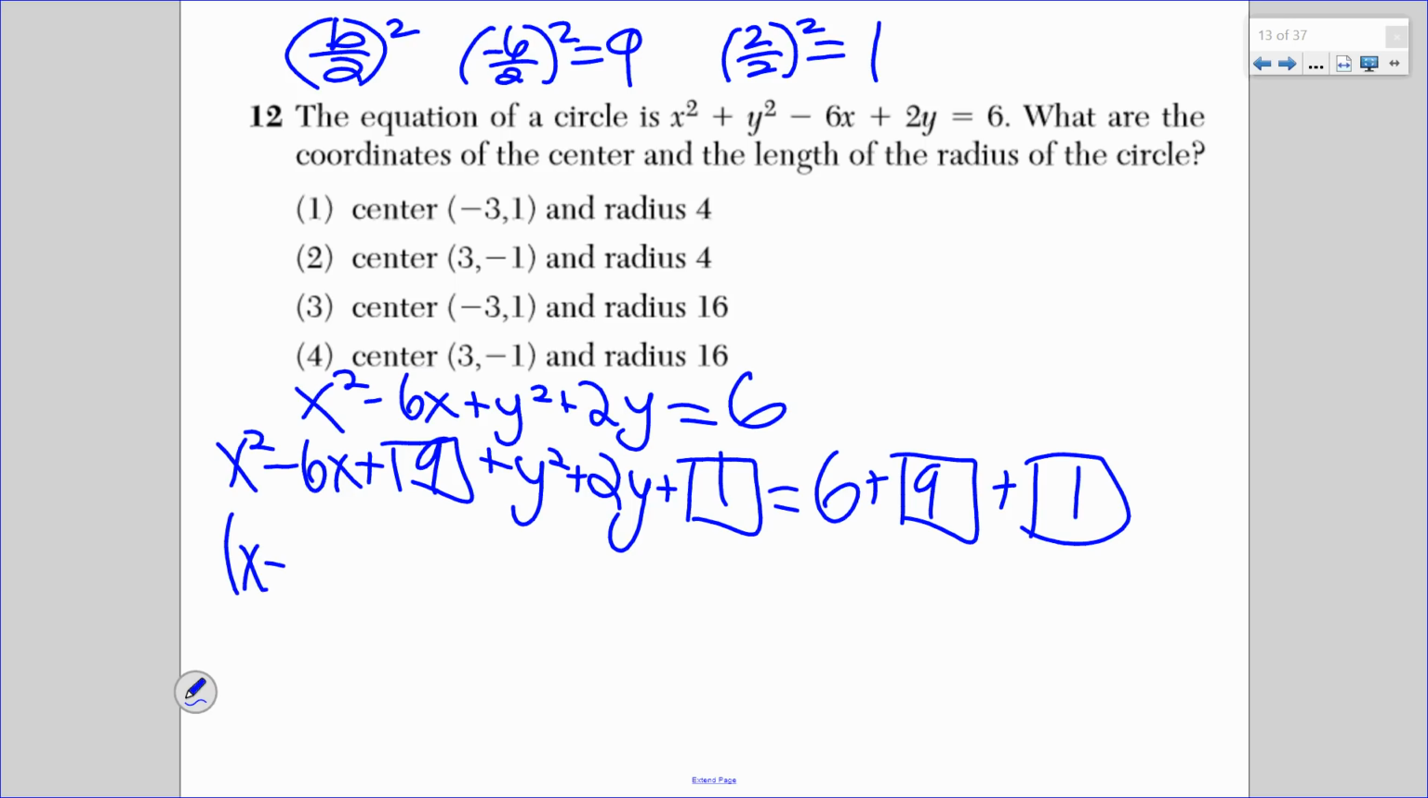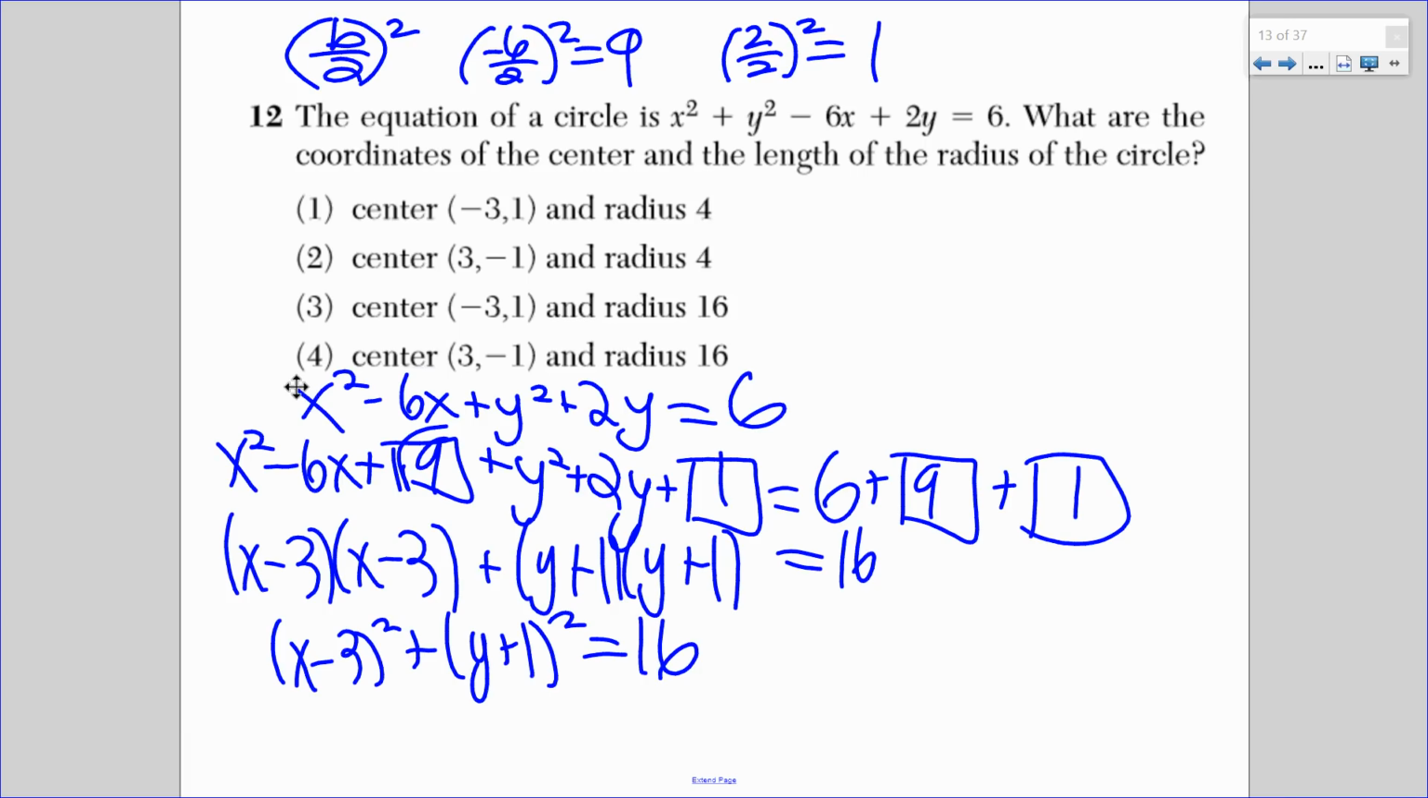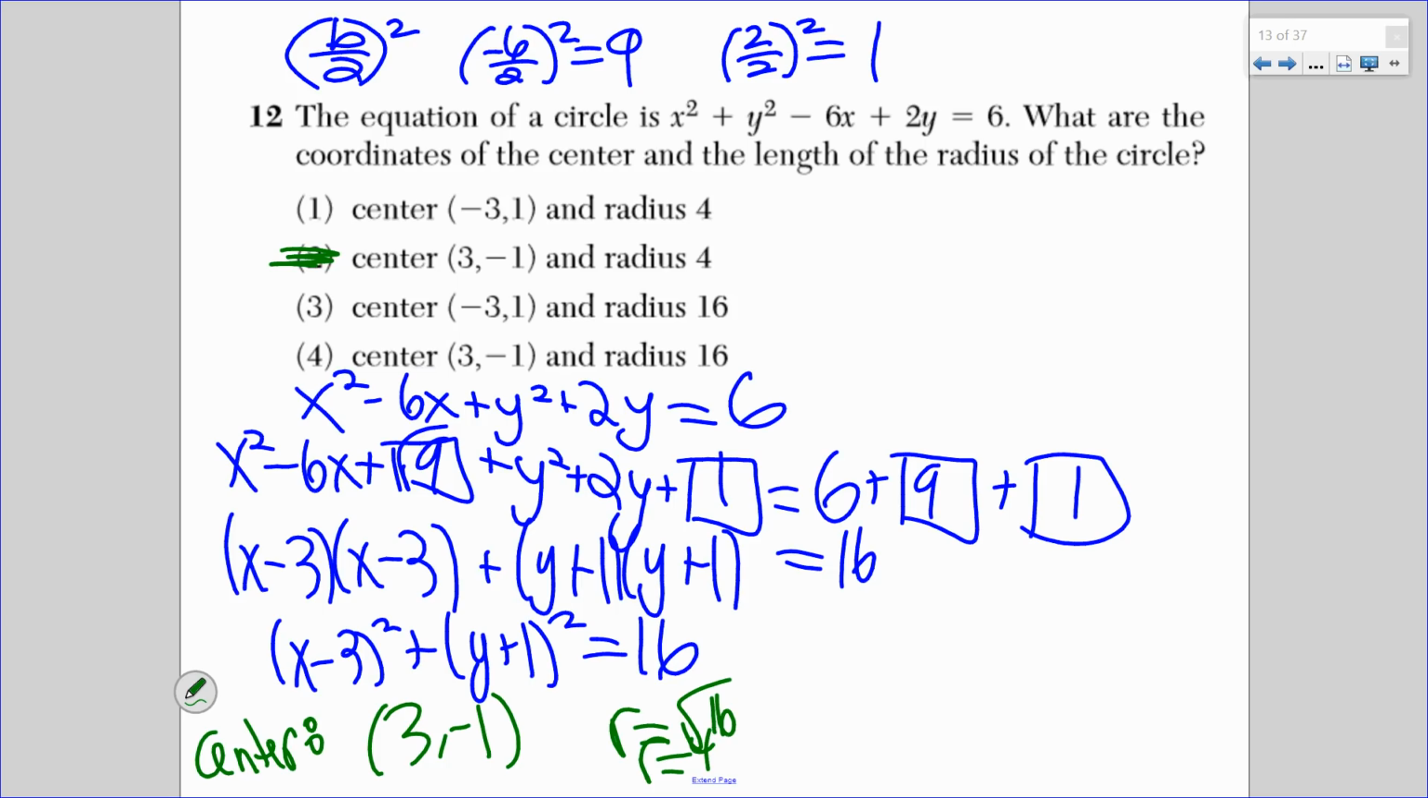Next step, back to the trinomial. It's going to always be the square root of this number, and it's going to always be half of your b value. It's also, if you know how to factor, just factor. I can combine my right-hand side. That's going to give me 16. Next step, rewrite it as a binomial squared. X minus 3 squared plus y plus 1 squared equals 16. Now that I have it in center radius form, I negate what's in the parentheses for my center. If there is no parentheses, the coordinate is 0. That's not the case here. And the radius is the square root of the right-hand side. In this case, 4. Center is 3, negative 1. Radius is 4. Make sure you read the questions carefully and choose the right one.